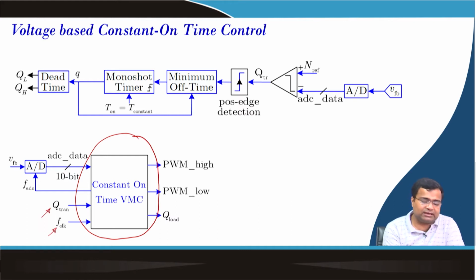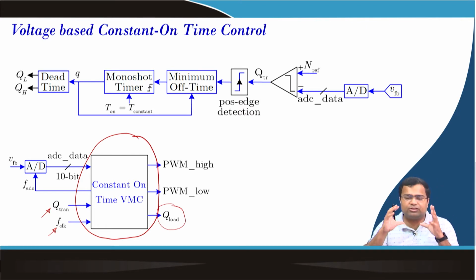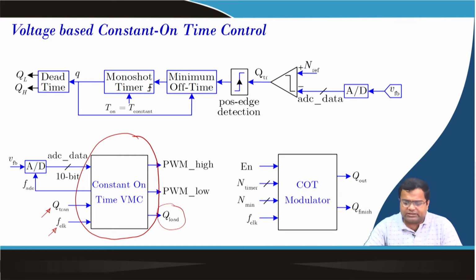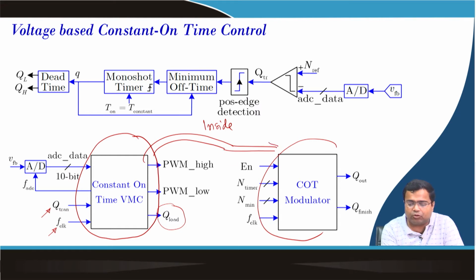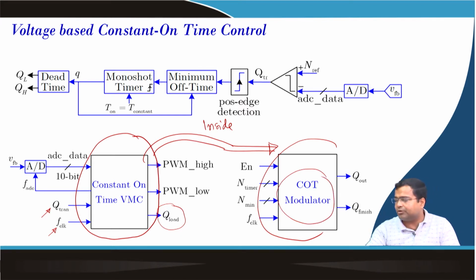The external clock is the high frequency clock, 100 megahertz. The high side gate and low side gate signals we are generating from this. Then there is the Q load, which is for load transient, but here we are not making a load transient because we want to operate in discontinuous conduction mode. So, this is the block, and inside it we need to consider this modulator. This is the heart of constant on time, where you need to have a constant on time modulator.